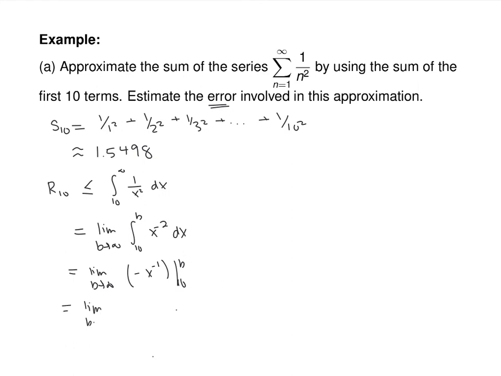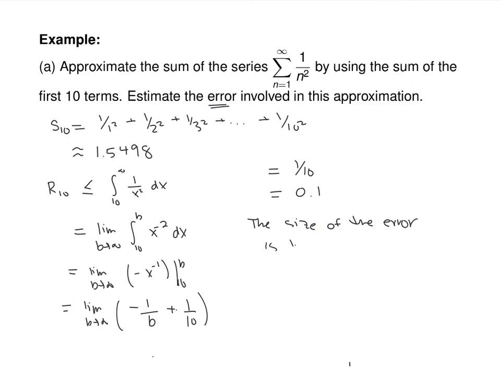So the limit as b goes to infinity of negative 1 over b plus 1 over 10. And so as b goes to infinity, that limit is equal to 1/10 or 0.1. So in this case, the size of the error is less than 1/10, which is not very large for just having added 10 things. If we wanted to make our estimate more accurate, we'd have to have more terms.